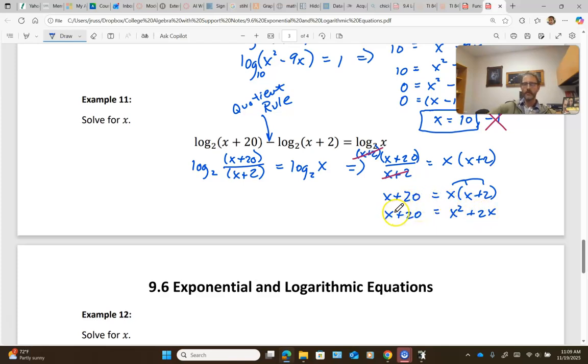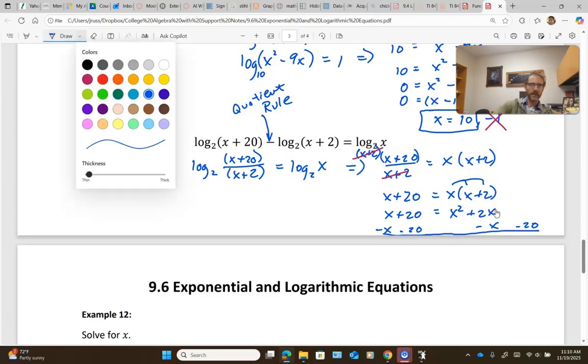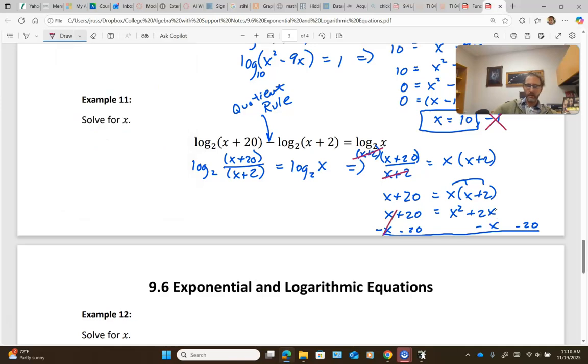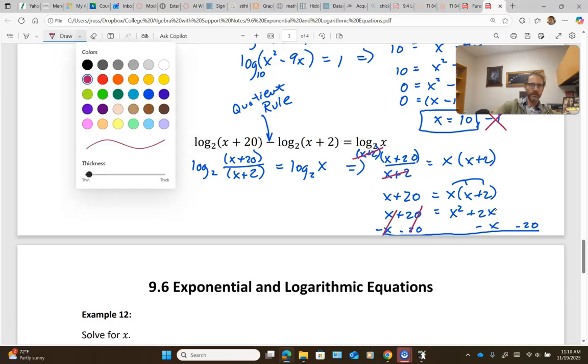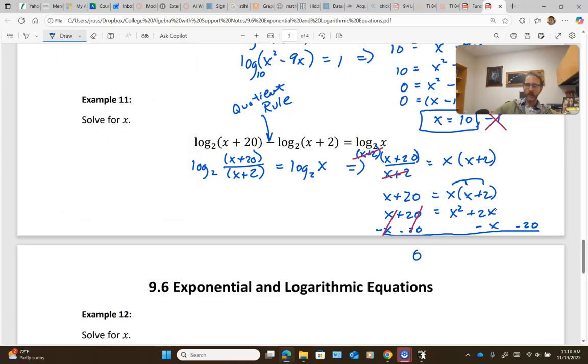Okay, so I'm going to try to get everything on one side. I'll move the x and the 20 over to the right. You can do it in one step by subtracting both of them. So on that left-hand side, we're going to be left with just 0. And again, we're putting this quadratic equation in standard form. We'll have x squared. 2x minus 1x is just x, and then we'll have minus 20.